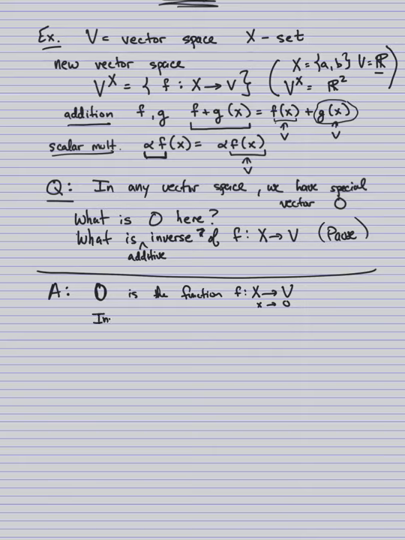In the same spirit, the inverse function, negative f from X to V, takes any element x and sends it to negative f of x. This is an element of V, and I know there's an additive inverse there, so I can just send the element x to it. And you can check that f plus minus f is going to be the zero function.